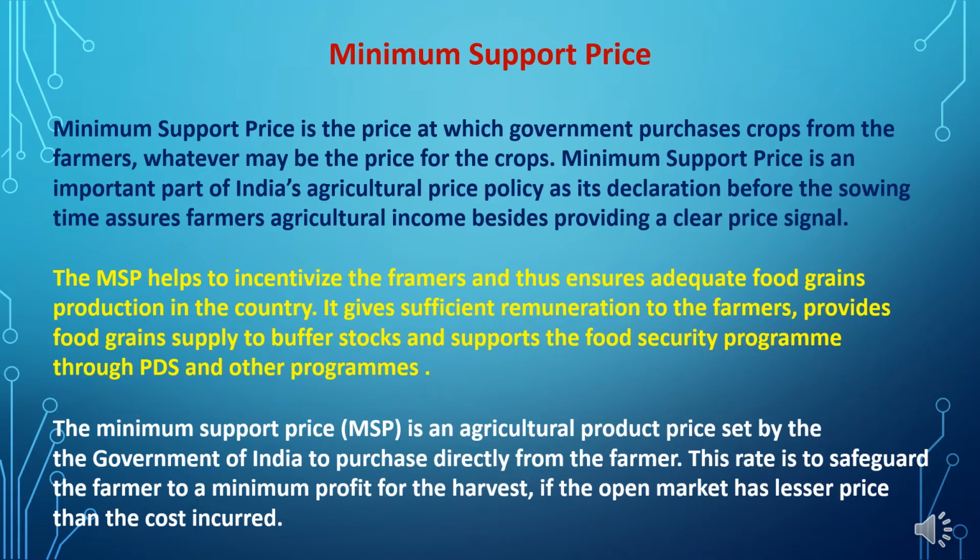The minimum support price is an agricultural product price set by the government of India to purchase directly from the farmer. This rate is to safeguard the farmers to a minimum profit for the harvest if the open market has lesser price than the cost incurred.